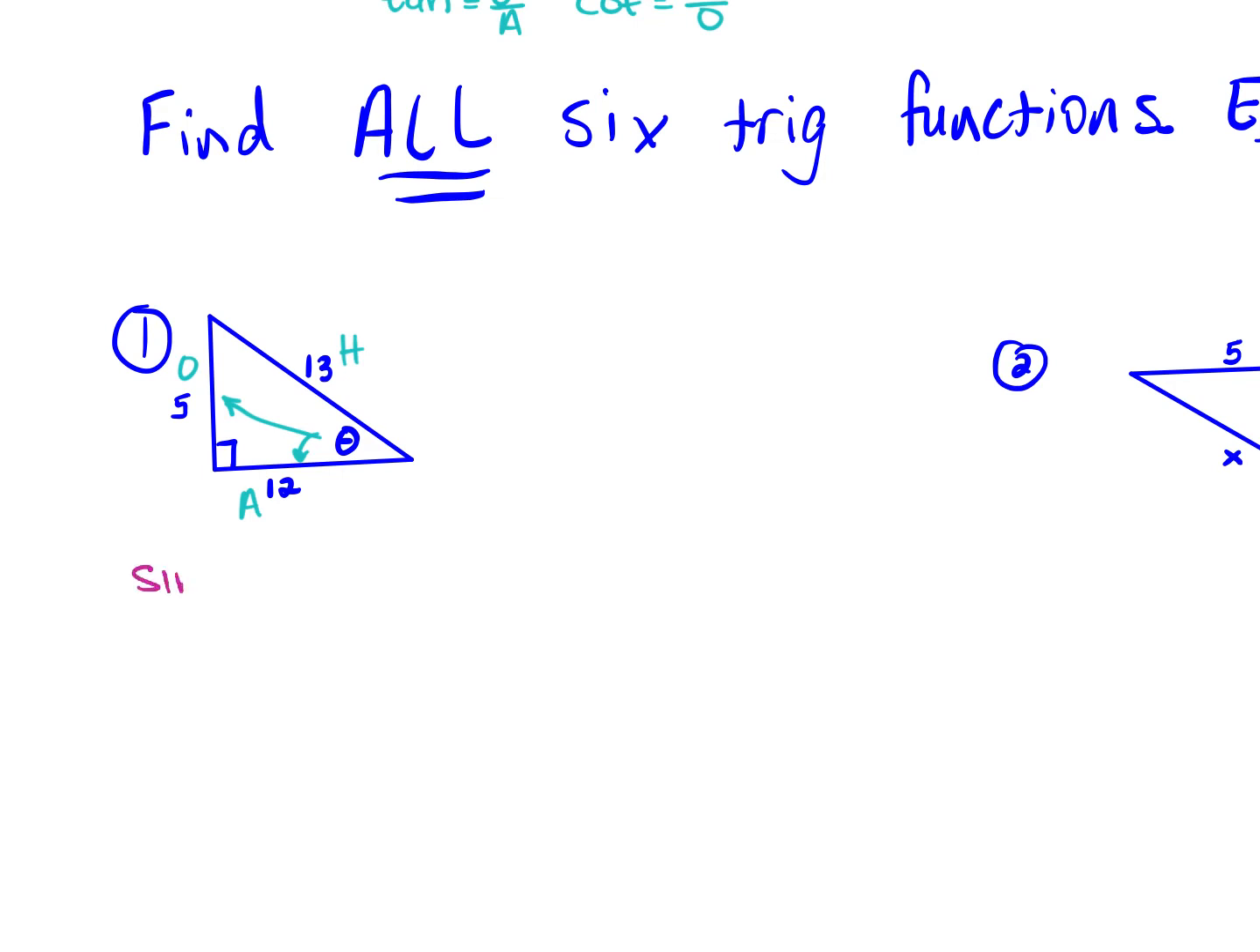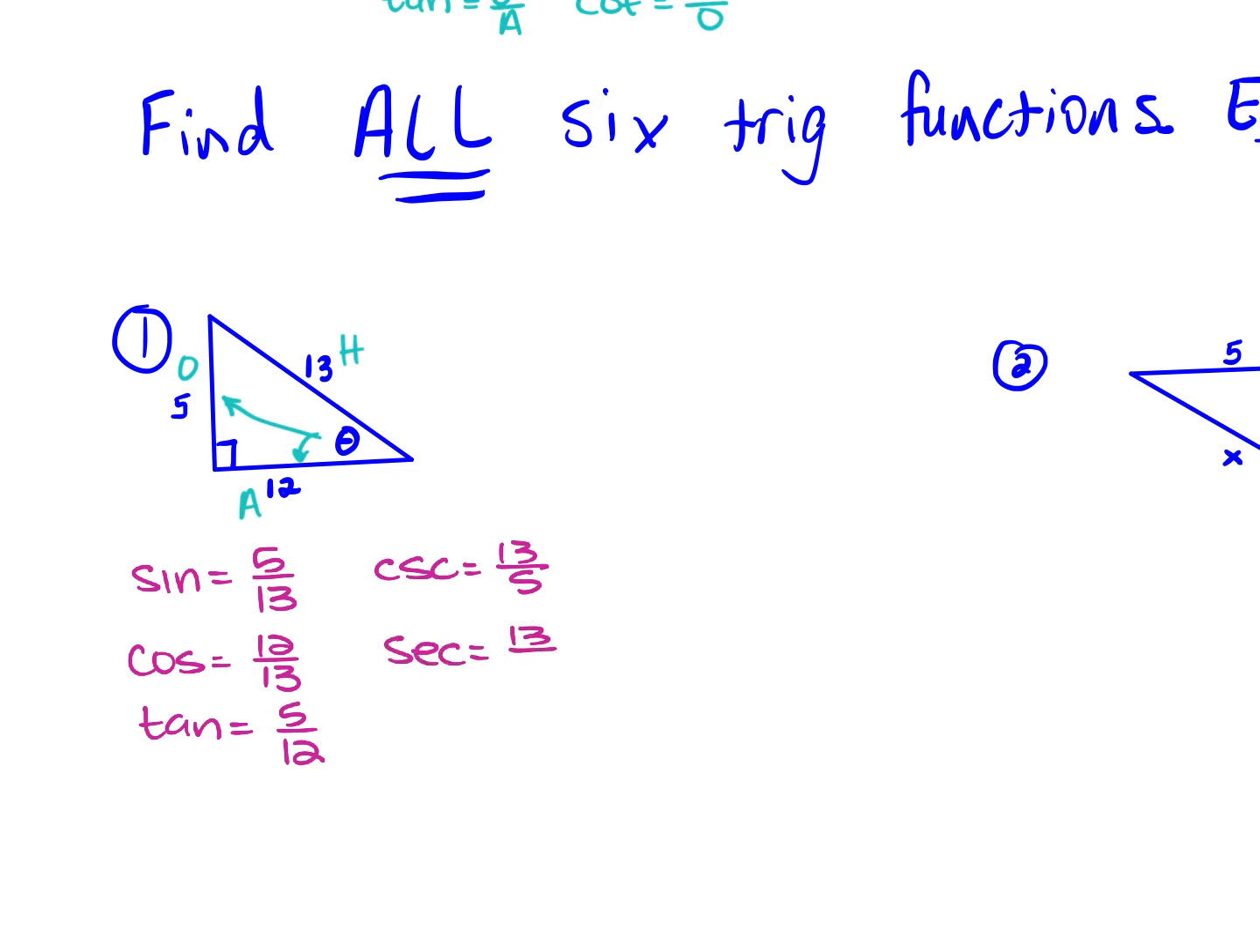So sine, opposite over hypotenuse, is 5 over 13. Cosine, adjacent over hypotenuse, so 12 over 13. Tangent, opposite over adjacent, so 5 over 12. Cosecant, take the reciprocal of sine, that's 13 over 5. Secant, take the reciprocal of cosine, that's 13 over 12. And cotangent, take the reciprocal of tangent, that's 12 over 5.